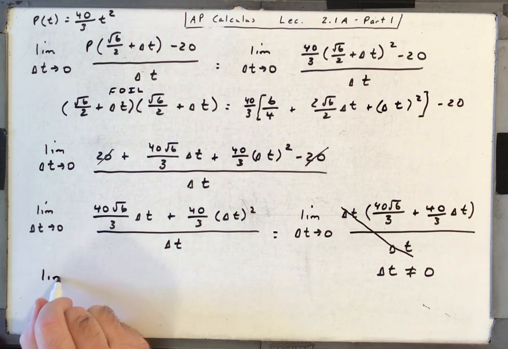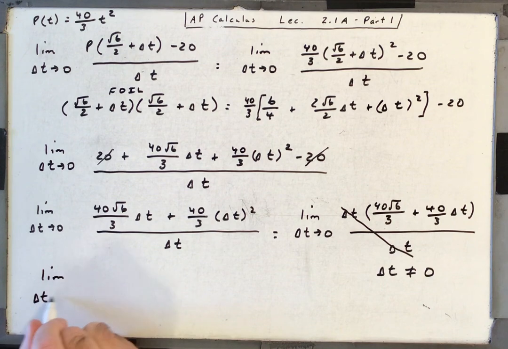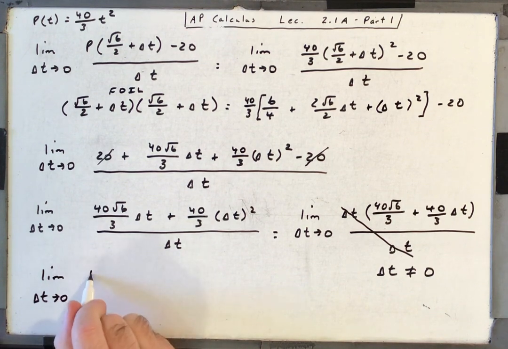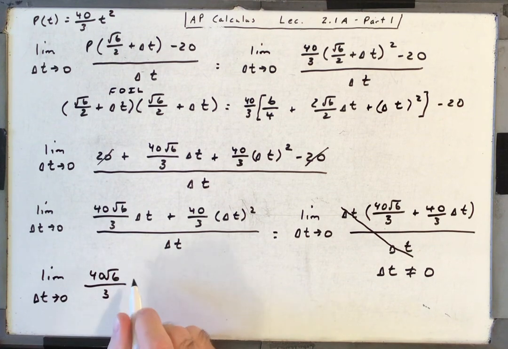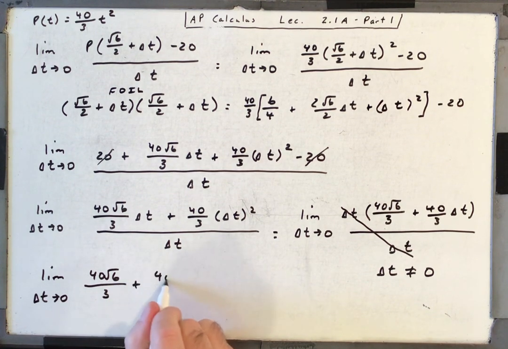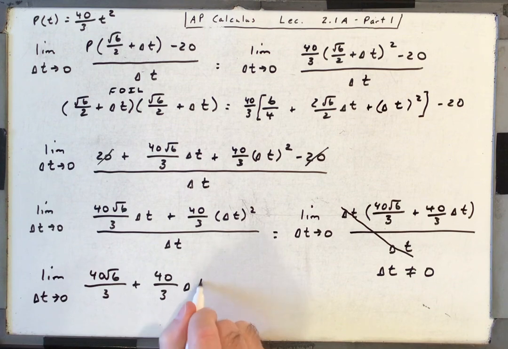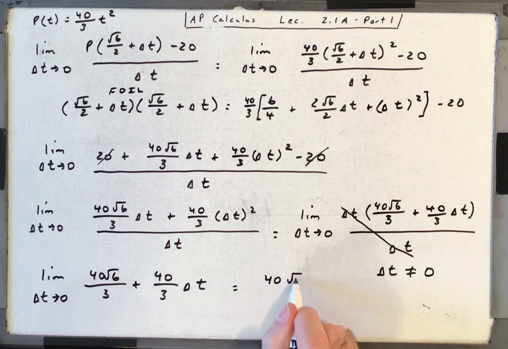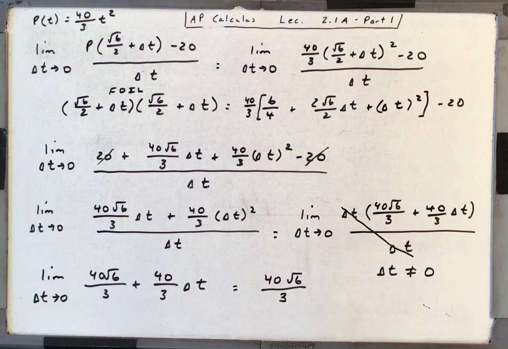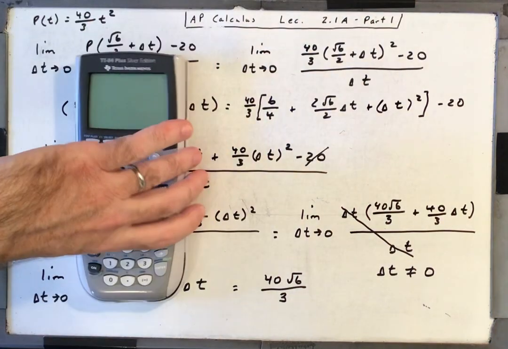So finally I can plug in the limit as delta t approaches 0 of 40 root 6 over 3 plus 40 over 3 delta t. Plug in a 0 right there. And the answer is 40 root 6 over 3. Okay, well let's see what that is.